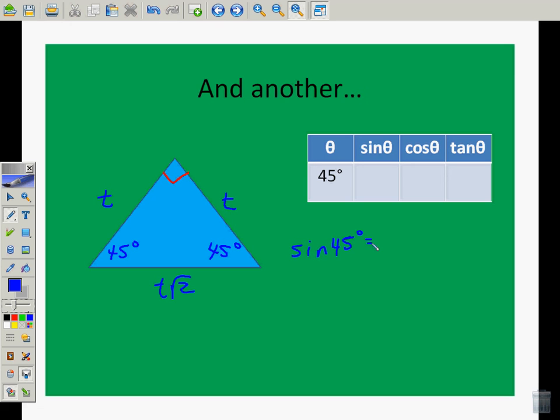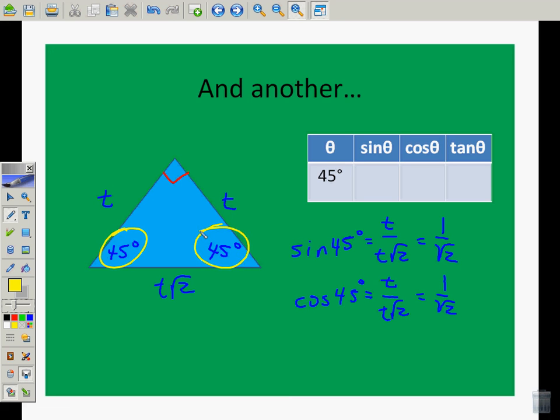I don't know if you're seeing what's happening here, guys, but it's going to be a beautiful thing. The cosine of 45 is going to be adjacent over hypotenuse. Why do you suppose these are the same? They're the same because we've got two of the same angles. So we have two of the same sides. So we have two of the same ratios. Okay? Back to action.